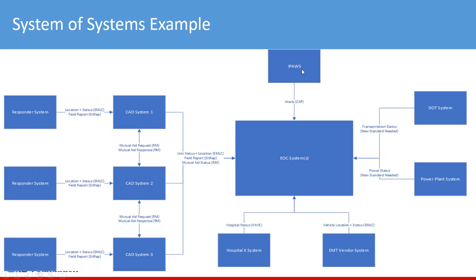And then it also ties in how your integrated alert and warning piece would tie into that, as well as perhaps your DOT systems on your private sector side. Perhaps you've got your energy and power plants and how that flows, as well as your hospitals, EMS, et cetera. So there's a variety of different systems to systems, and these different standards enable that sharing of information in a way that's safe and interoperable and allows for everyone to gain the access that they need around information, not necessarily to edit or modify that resource information, but to be able to see it to drive decision making.